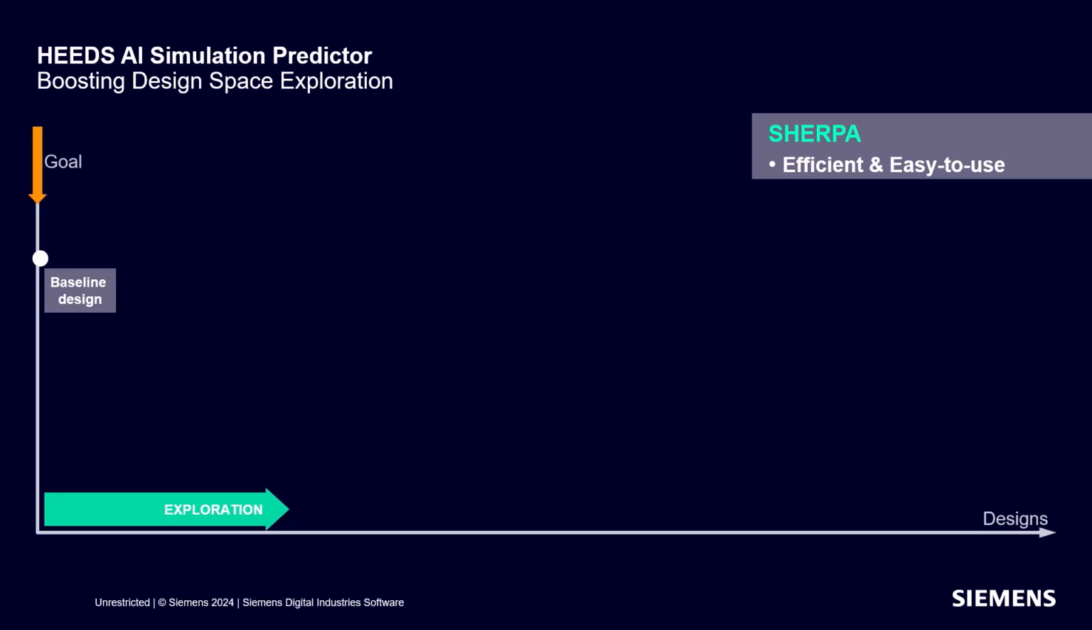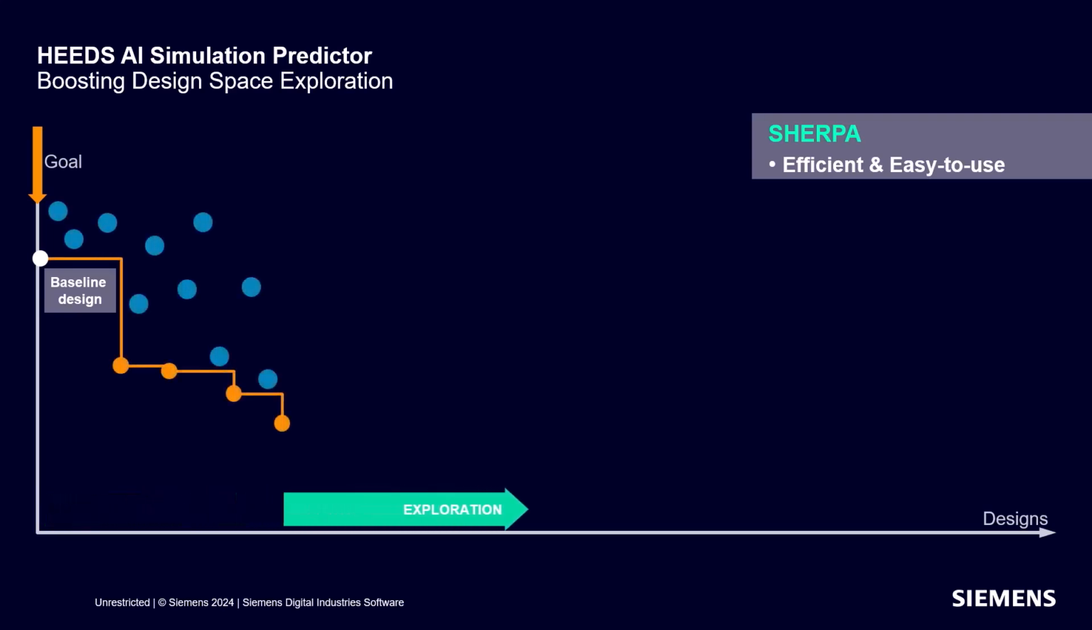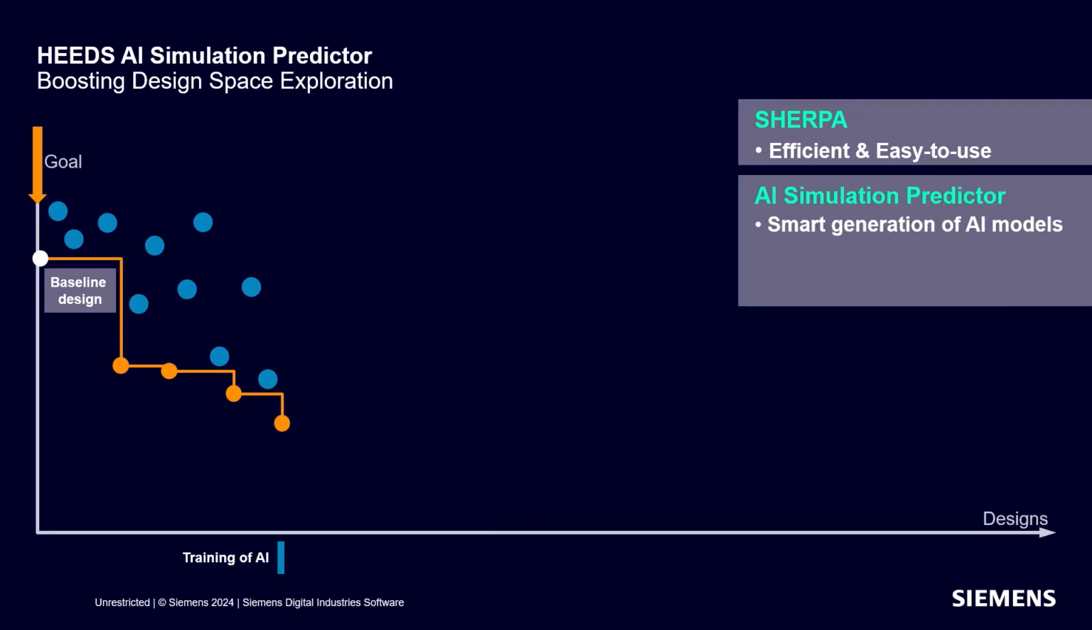So how does it work? First, the initial part of the exploration process is the same, where all designs evaluated are selected by Sherpa and run with the full CAE simulations. This is done for a designated period of time, by default for the first 100 design evaluations. Thereafter, HEEDS AI Simulation Predictor is deployed, where accuracy-aware AI models are trained against the initial data generated from CAE evaluations that Sherpa generated.